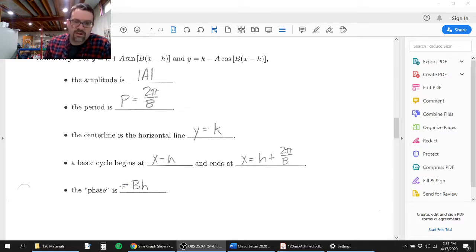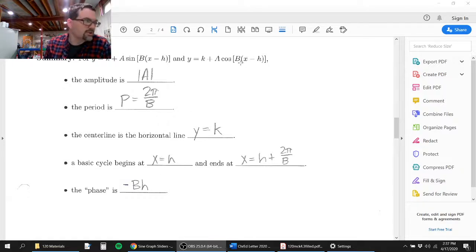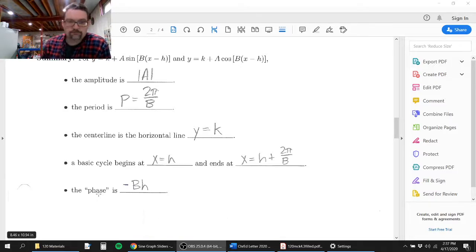Now the last little thing I bring up, only because some of the homework asks you for these things, this number, if you multiply all this stuff out, so like if you go up to here and you actually get rid of the parentheses, you'll get b times x, and you'll get minus b times h. This thing, minus bh, is what's meant by the phase of a trig function. All right, so anyway, you just need to compute some of those and put them into some homework problems.